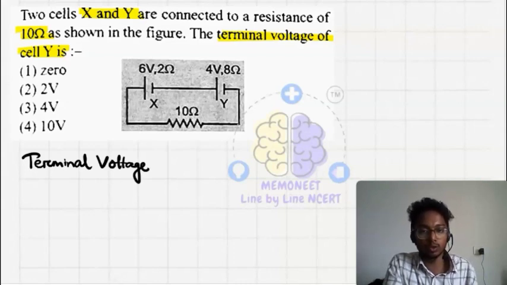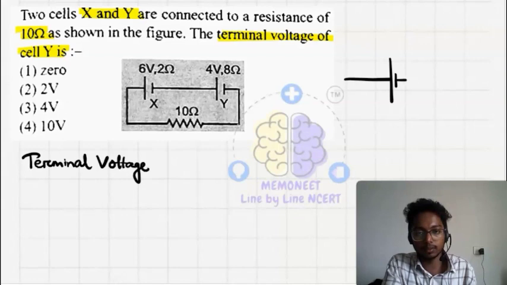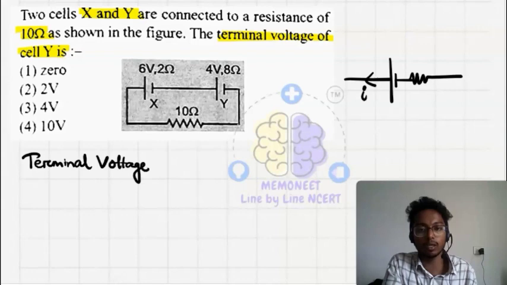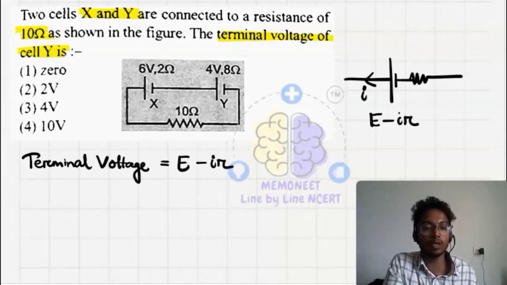Okay, so if I take a battery here, and this is the internal resistance, and here current I is flowing, so what can I write? E minus I into R. So the terminal voltage is E minus IR. Okay, so let's see this question.